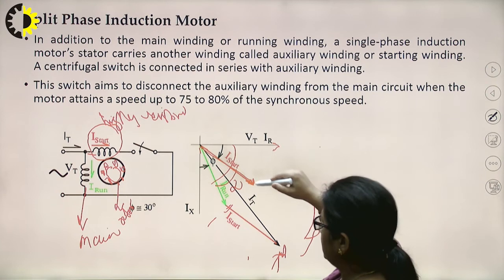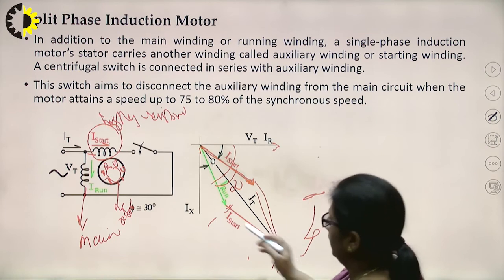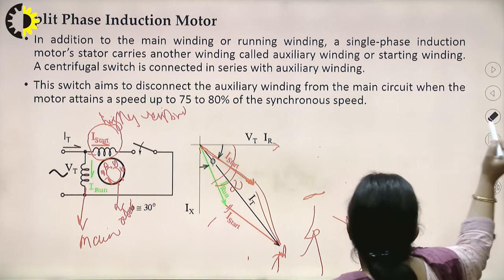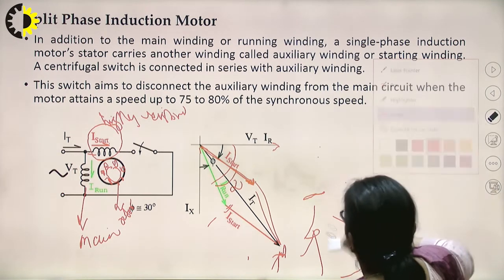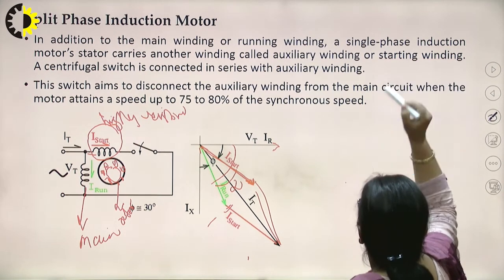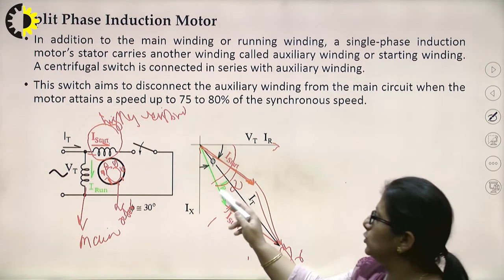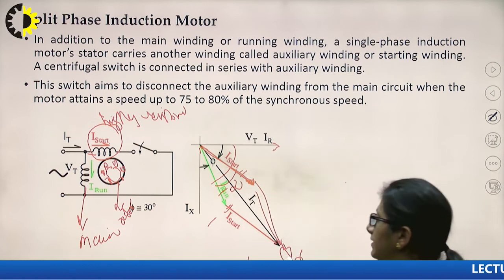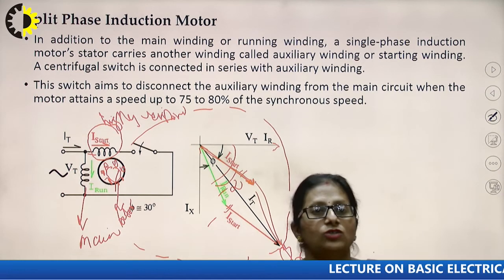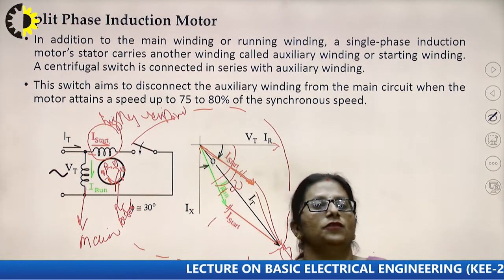So, now the resultant field would occur because of these two. Because of I run and I start, this would be my resultant field, or resultant current. As these two are alternating, the resultant field will also be rotating, giving us the impact of a rotating magnetic field, so that now the single phase induction motor will start.